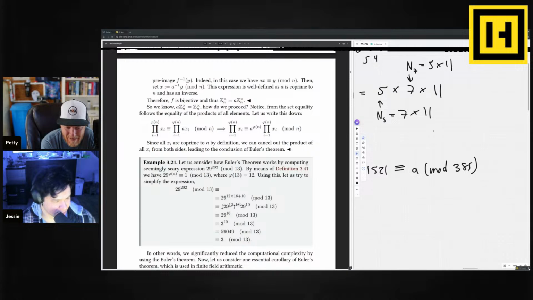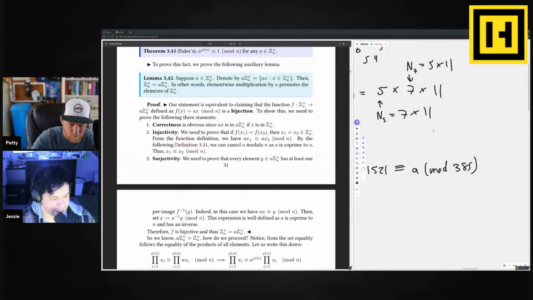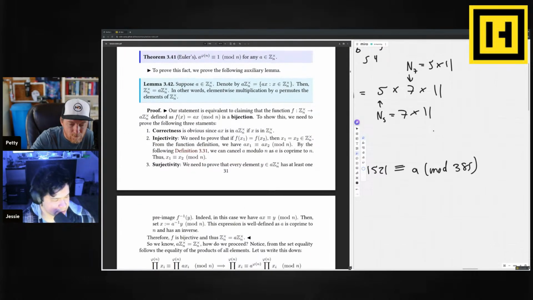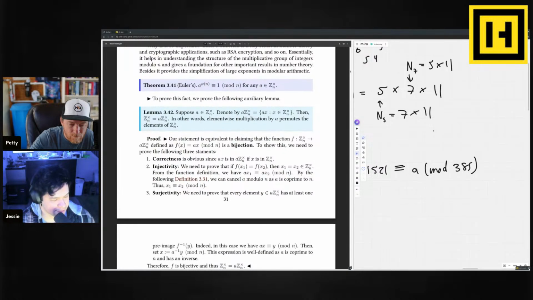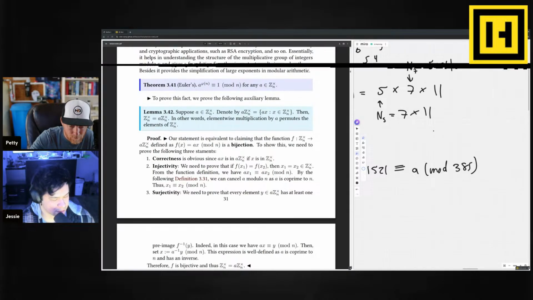It looks like it's the same first term, the product of x sub i from i equals 1 to phi of n is congruent to, and then there's a factor extracted out from the second term, outside of the product: a to the phi of n, so phi of n is an exponent of a, times the product of x sub i mod n from i equals 1 to phi of n. Since all x sub i are co-prime to n by definition, we can cancel out the product of all x sub i from both sides, leading to the conclusion of Euler's theorem.